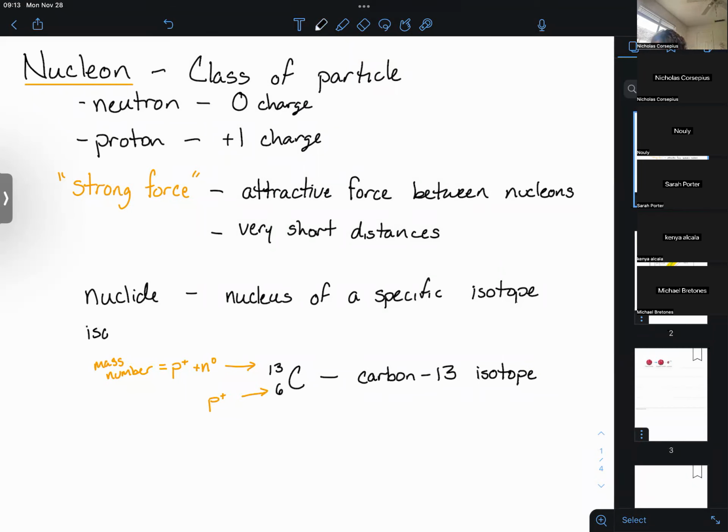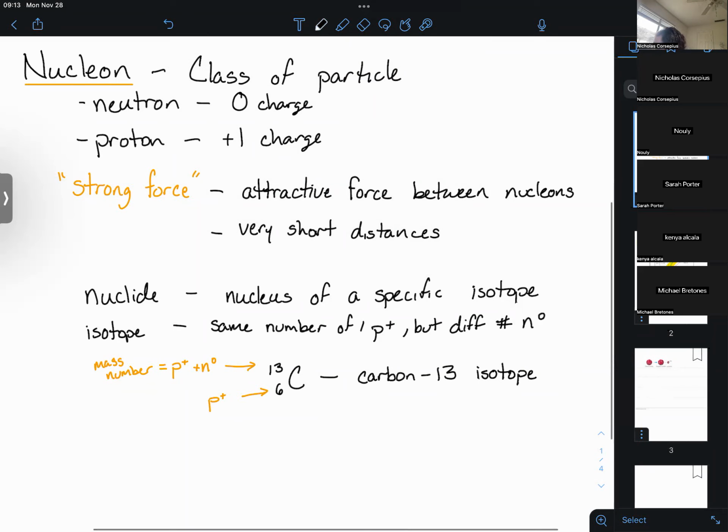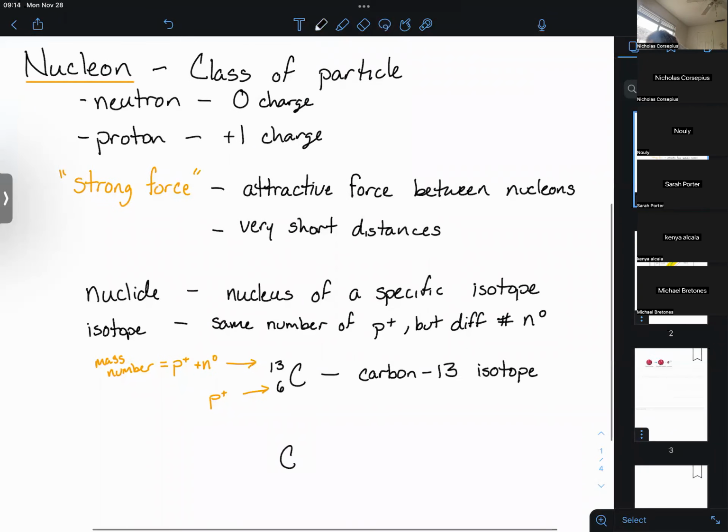And let's just remember what an isotope is. These are atoms with the same number of protons, but a different number of neutrons. Right, so that would be one particular isotope of carbon. It's not the most stable one, though. The most stable isotope of carbon is carbon 12.